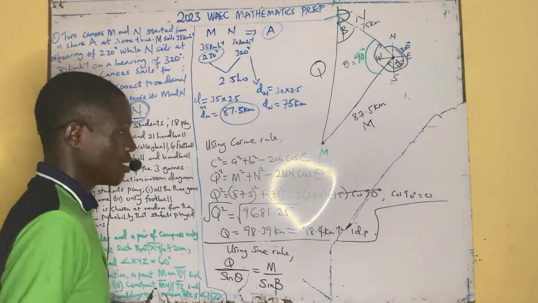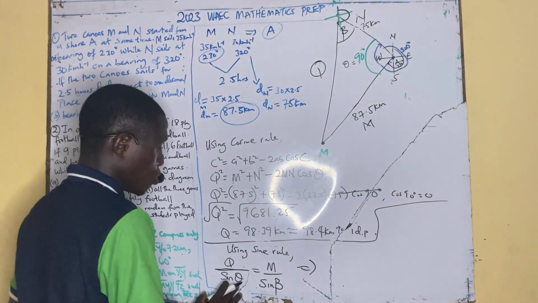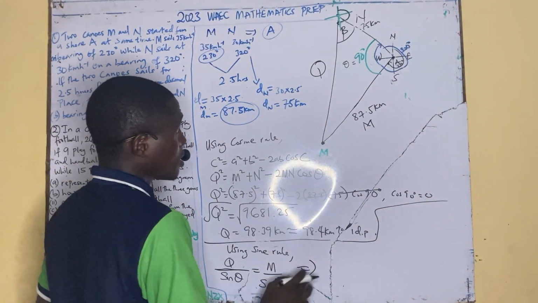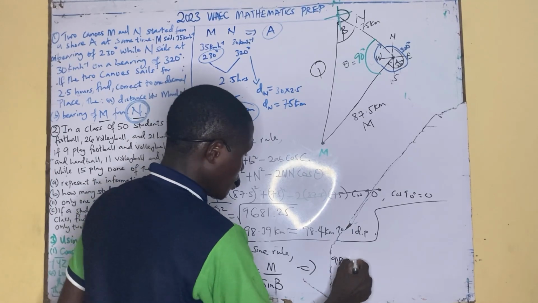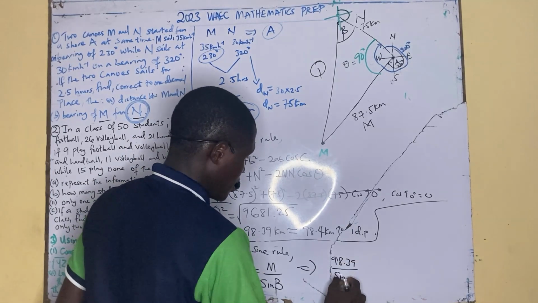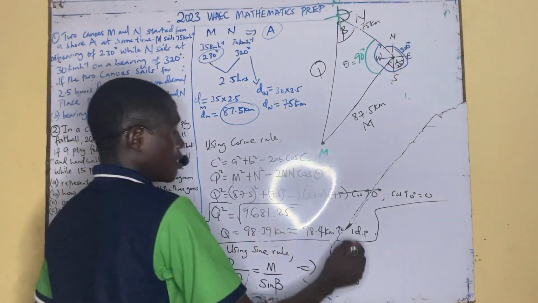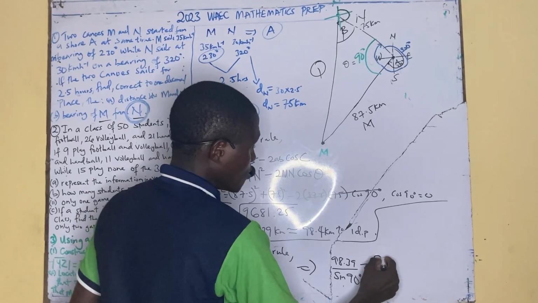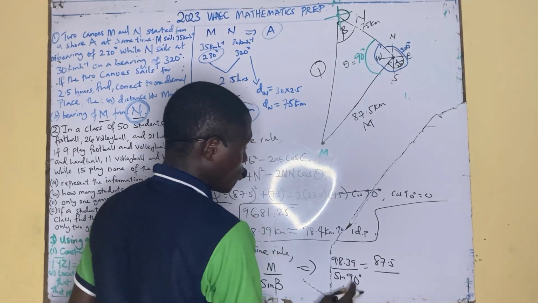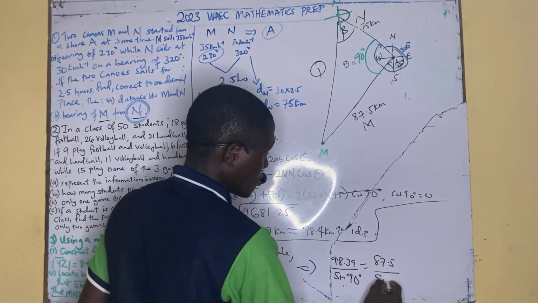As simple as that. So I will proceed from here. So what's my Q? Q is 98.39. Why sine 90? What degree is my theta? That theta is 90 degrees. Then we move to m. M is 87.5 all over sine beta. You don't know beta. That's what I'm trying to look for.